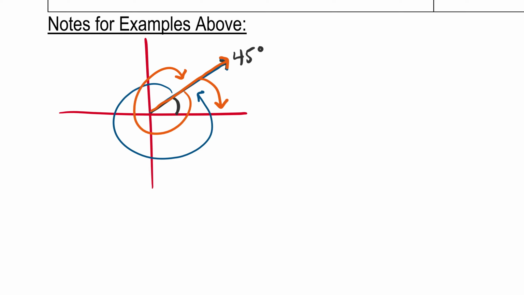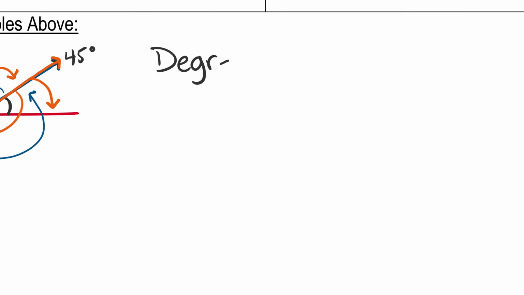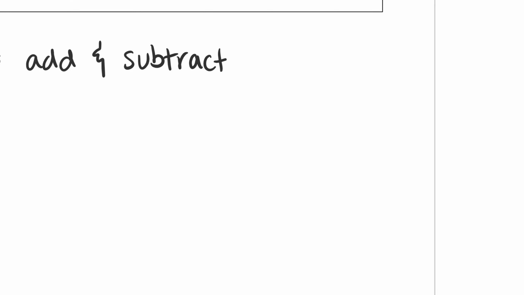Now, all we're doing here is going forward a full circle and going backward a full circle. That's how you get one positive and one negative. So you're going to add a circle and subtract a circle. To do that with degrees, to find coterminal angles, you simply add and subtract a full circle, which is 360 degrees.